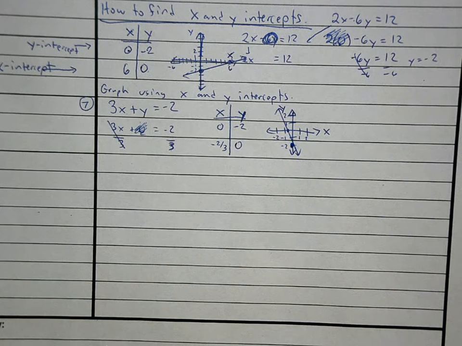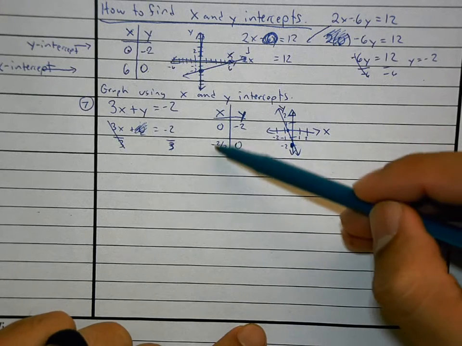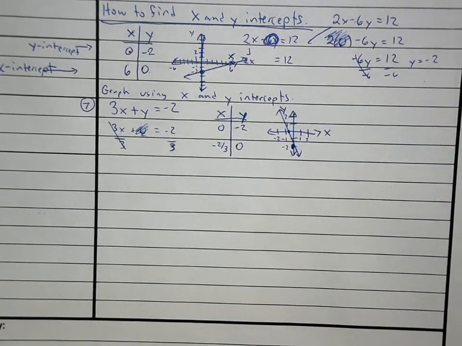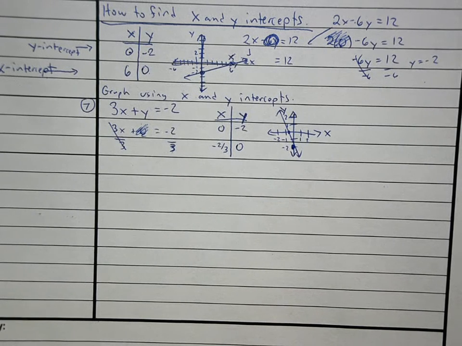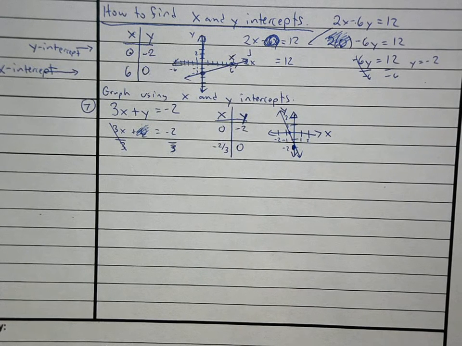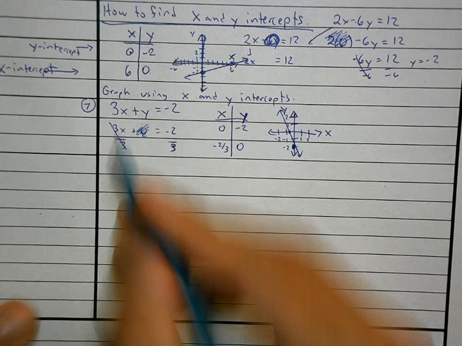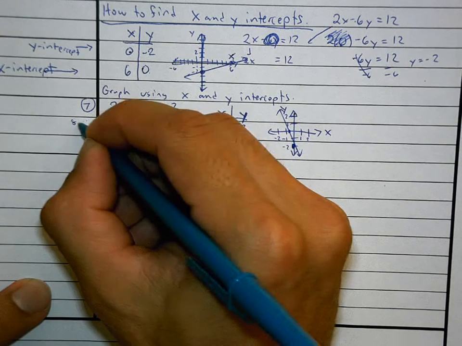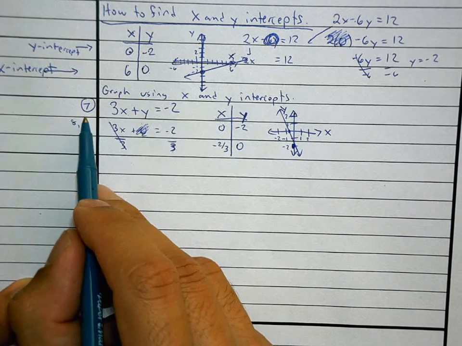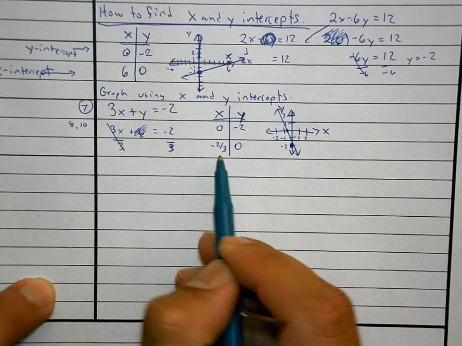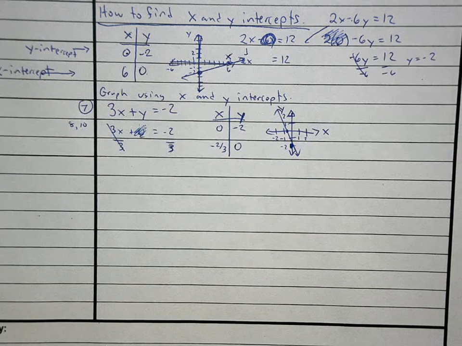Do not freak out if one of your intercepts is a fraction. 3 of them will have a fraction that you will have to graph. If you want to know which ones will have them, I'm going to have you write them down just so you're not surprised. 7, 8, and 10. I'll put 8 and 10 right underneath the 7 so you know which ones will have at least one fraction in the intercept. Okay? To give you a clue.